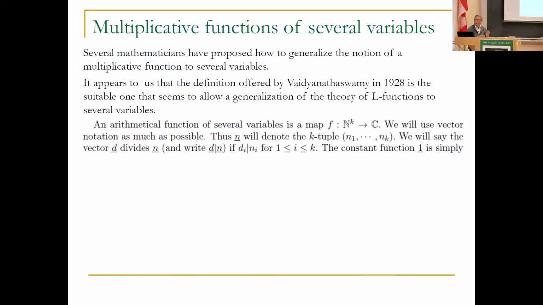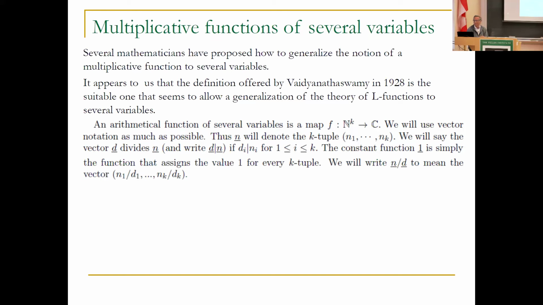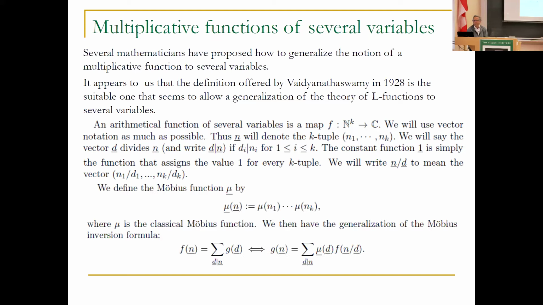Instead of considering natural numbers, you consider tuples of natural numbers. And then you say a tuple D divides a tuple N if it divides component-wise. So you set up a certain partial relation. And N over D would just simply be the corresponding Ni over Di. And then you generalize the Mobius function and the theory of arithmetical functions. So you can say, if I have f of n is the summation over d dividing n of g of d, you can invert using this generalized Mobius function.